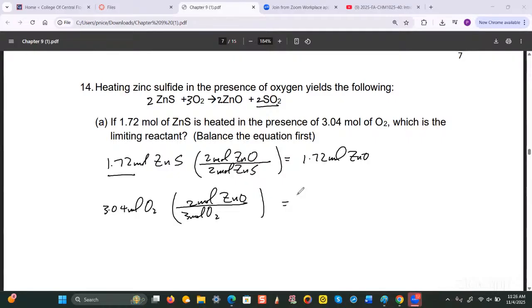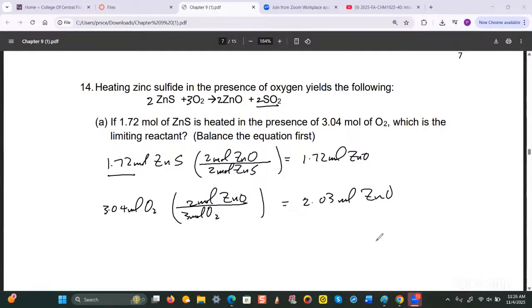So 3.04 times 2 divided by 3, and according to my calculation, this gives 2.03 moles of zinc oxide. All right, and let me just see something here. Somebody's saying maybe the same thing. Okay, so yes, Miss Cole just said the same thing. All right. So, what next?